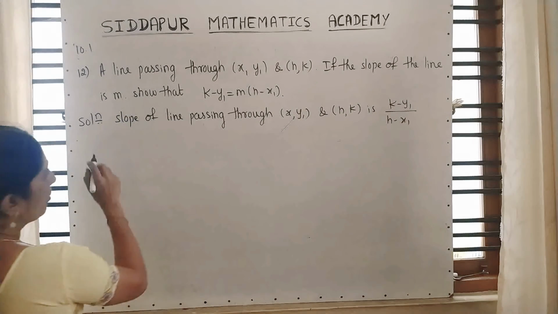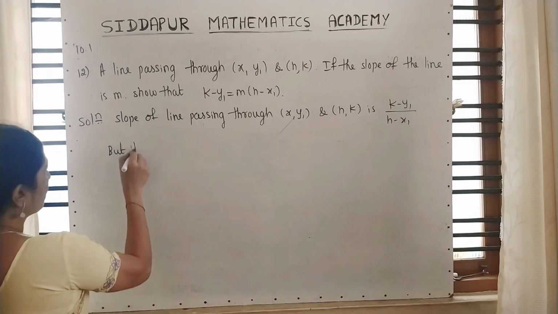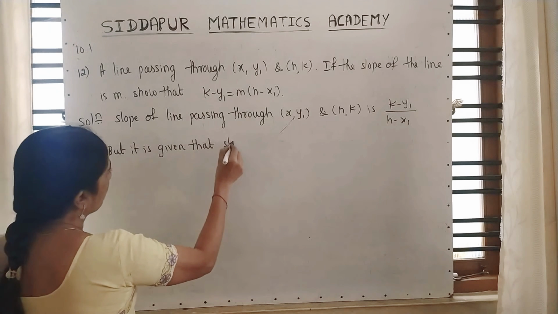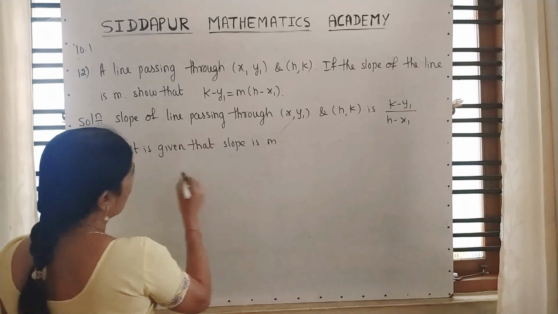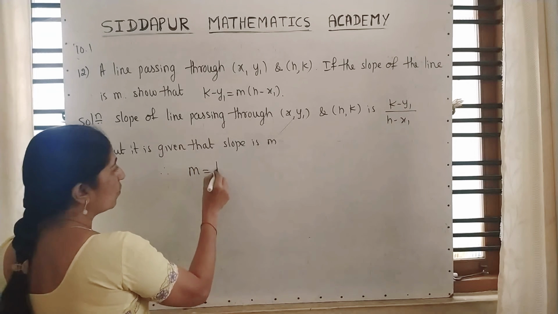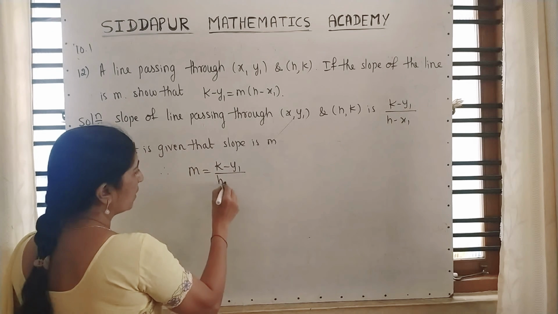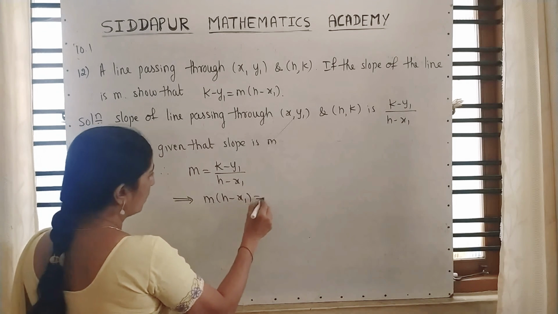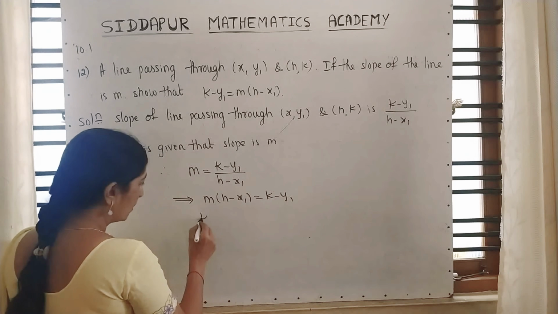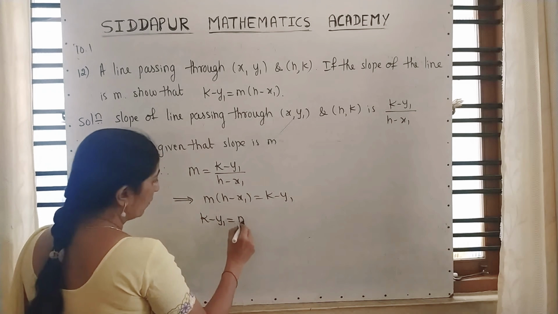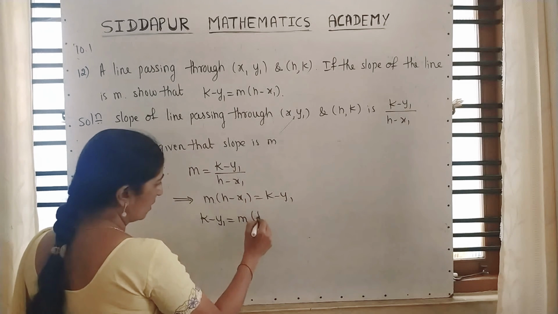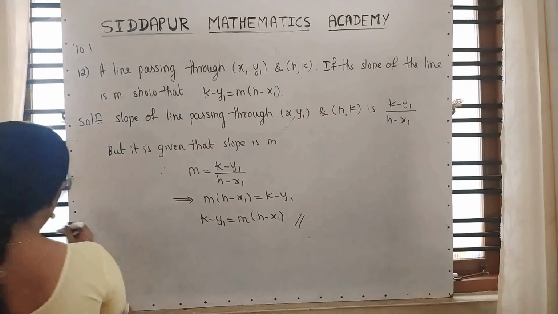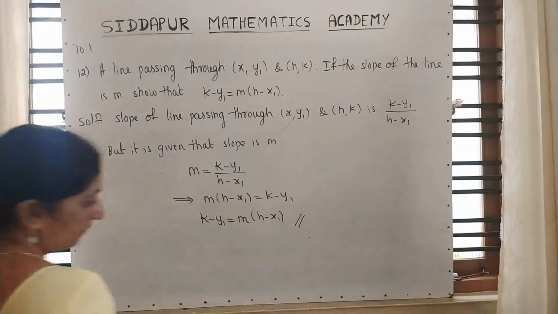But it is given that the slope is m. Therefore, m is equal to k minus y1 upon h minus x1. Cross multiply: m into h minus x1 is equal to k minus y1. Just rearrange: k minus y1 is equal to m into h minus x1. Only that much. This is the answer. Moving to the next question, question number 13.